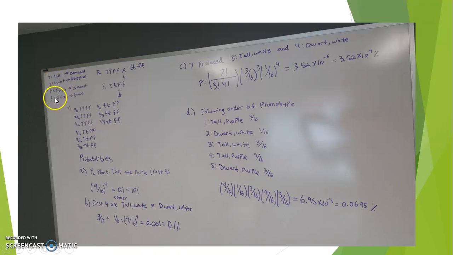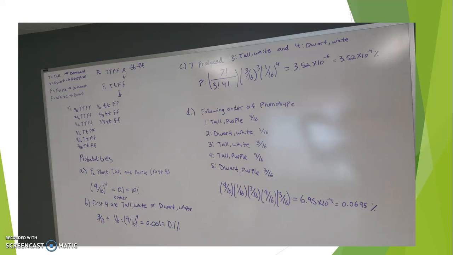Big F is purple and little f is white. And so I have my parent generation, which requires a true breeding dominant with a true breeding recessive. And then this F1 generation is allowed to self-fertilize and produce these genotypes / phenotypes down here. Same thing as the previous problem. And so probabilities: probability of an F2 plant that's tall and purple.